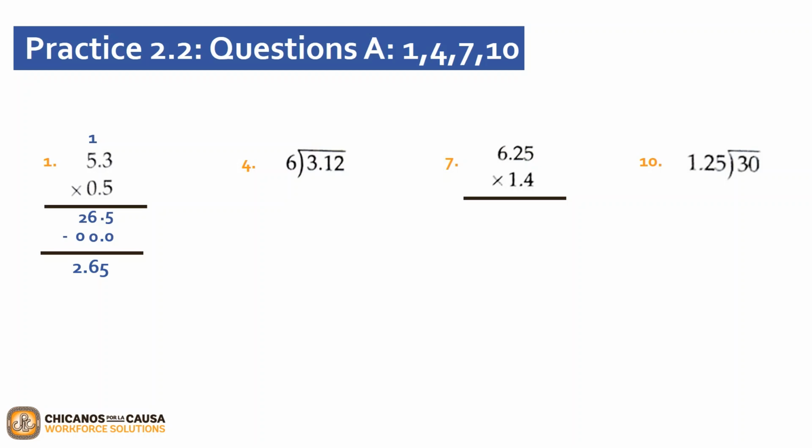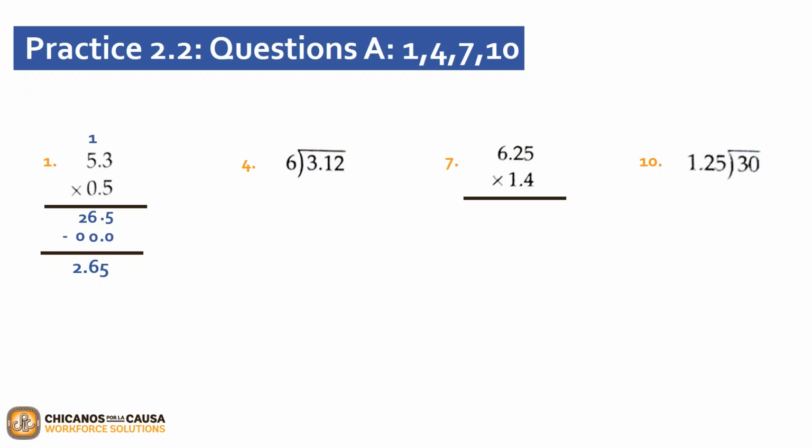Now, the reason that it's 2.65 is because we only had to move the decimal twice. And that is because in 5.3, there's only one decimal place, and in 0.5, there is also just one decimal place. Together, that gives us 2. Therefore, we would move the decimal place twice to give us 2.65.